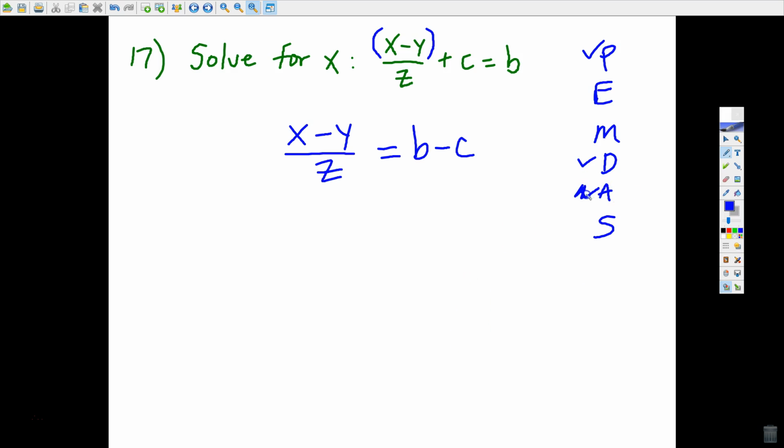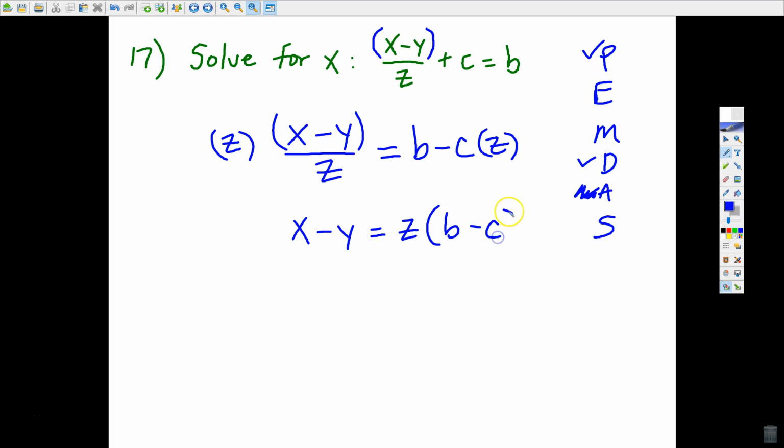Okay, that's done. Now I'm going to undo division. And the way I undo division is with multiplication. So I'm going to multiply by z on both sides. So you need to be careful at this point. I'm multiplying z by this entire side. So show me that. This indicates that z is being multiplied by everything.